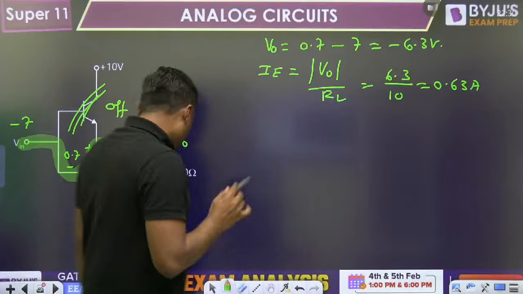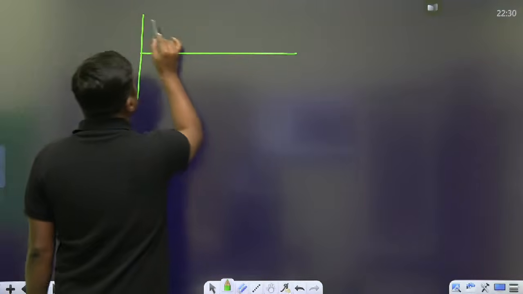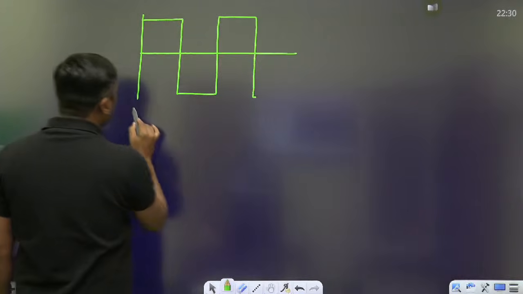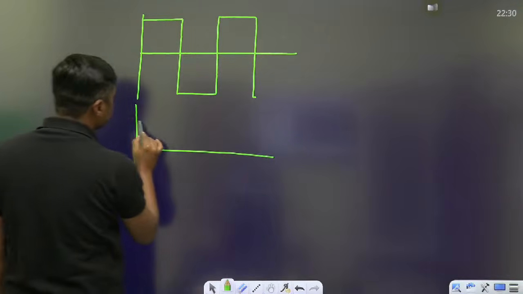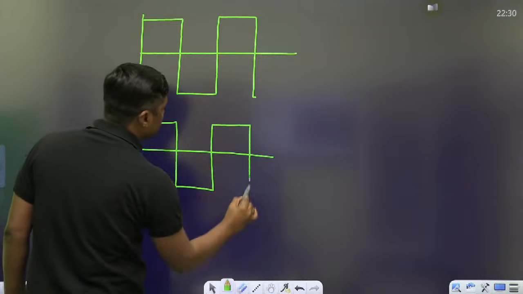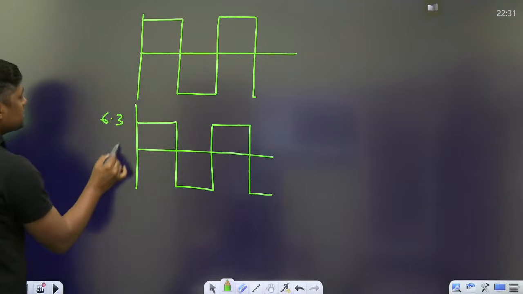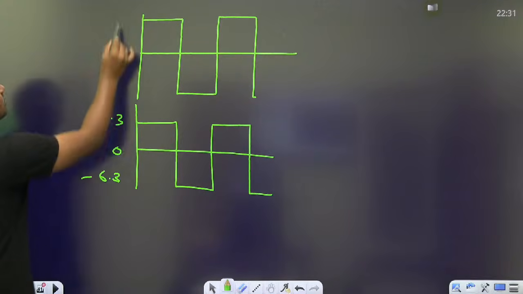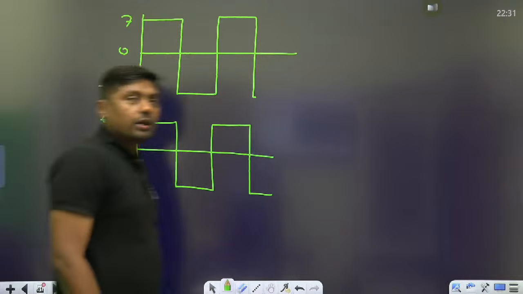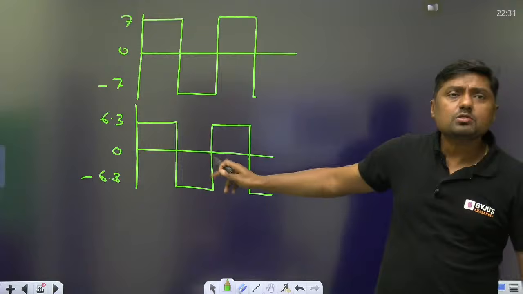Okay. Now finally, you are giving this type of input and you are getting this type of output. Same square wave. 6.3, 0, minus 6.3. And what is the actual input? 7, 0, minus 7. This is reduced by this value. Okay. Tell me, what is the RMS value of the square wave?